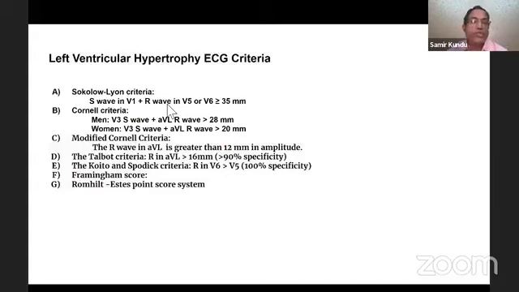Modified Cornell criteria: the R wave height is greater than 12 millimeters. The Talbot criteria: R wave in aVL more than 60 millimeters. The Koito and Spodick criteria: normally the R wave is larger in V5 than V6, but in case of reversal, when the R wave in V6 is larger than in V5, it is highly specific for left ventricular hypertrophy. Then the Framingham score and Romhilt-Estes point score system.